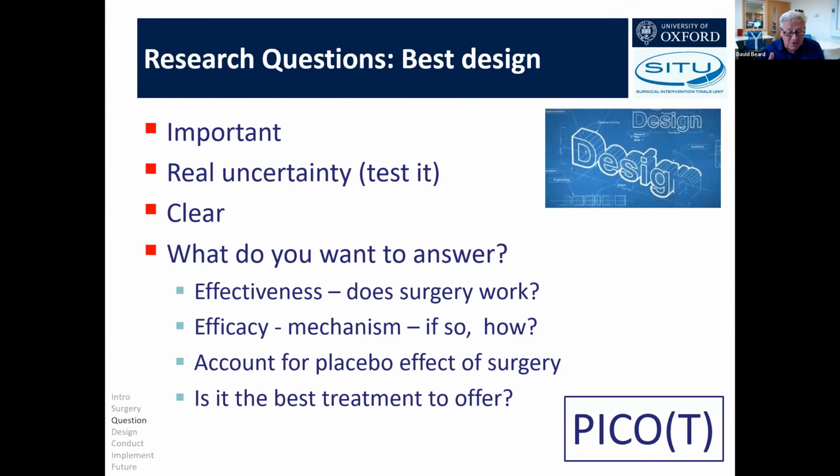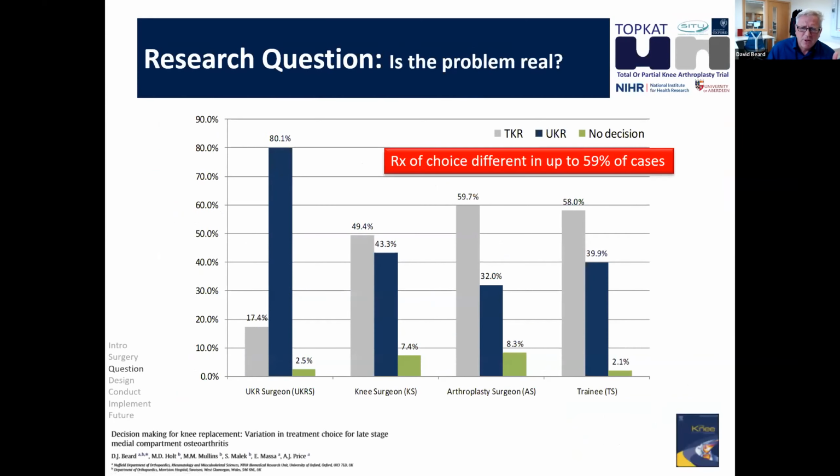Do you need to account for anything like a placebo effect of surgery? Usually yes, maybe not, if you're looking at a different question. Or is it simply, is it the best treatment to offer when you're comparing a couple of different treatments? And you plug that into a PICO type format.